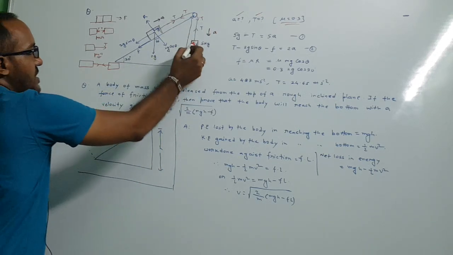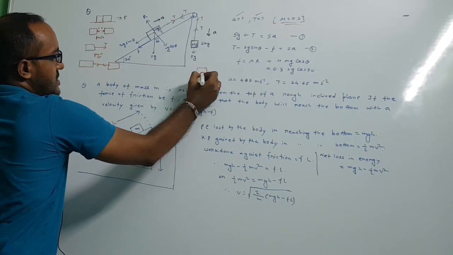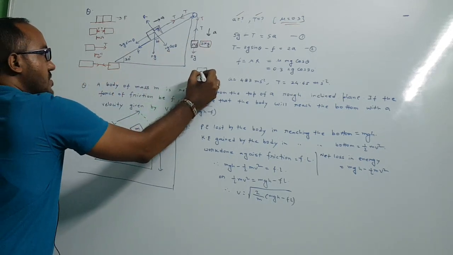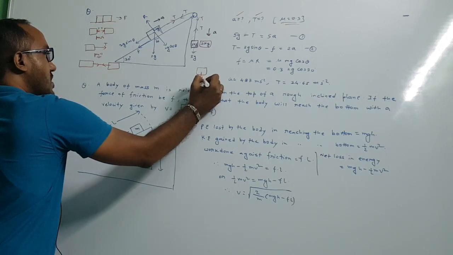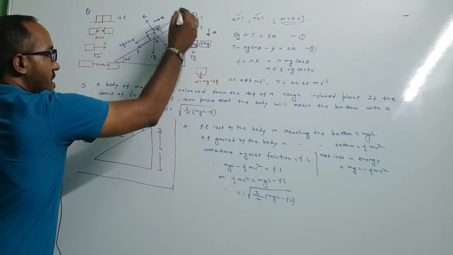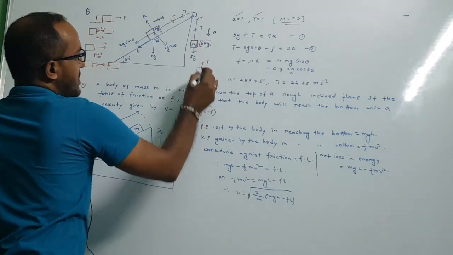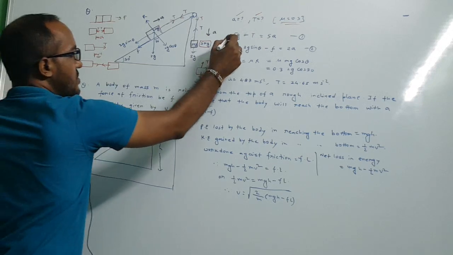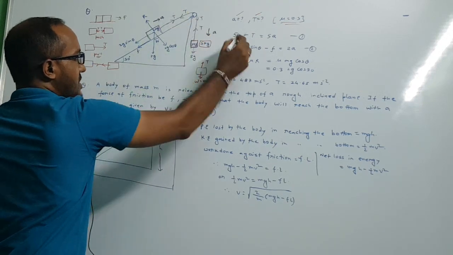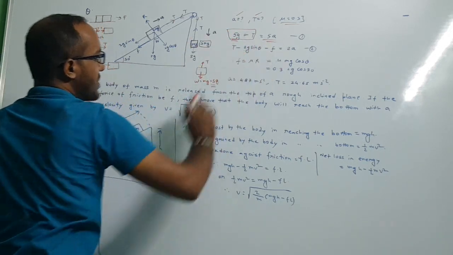If you draw the FBD of this object separately, what will be the forces? Here 5 kg is the object mass. So here the weight or force would be mg, that is 5 into g, and tension is acting upward. So we can say that the object is coming downward. So 5g is greater. So 5g minus T, that is the effective force. The effective force should equal mass into acceleration.